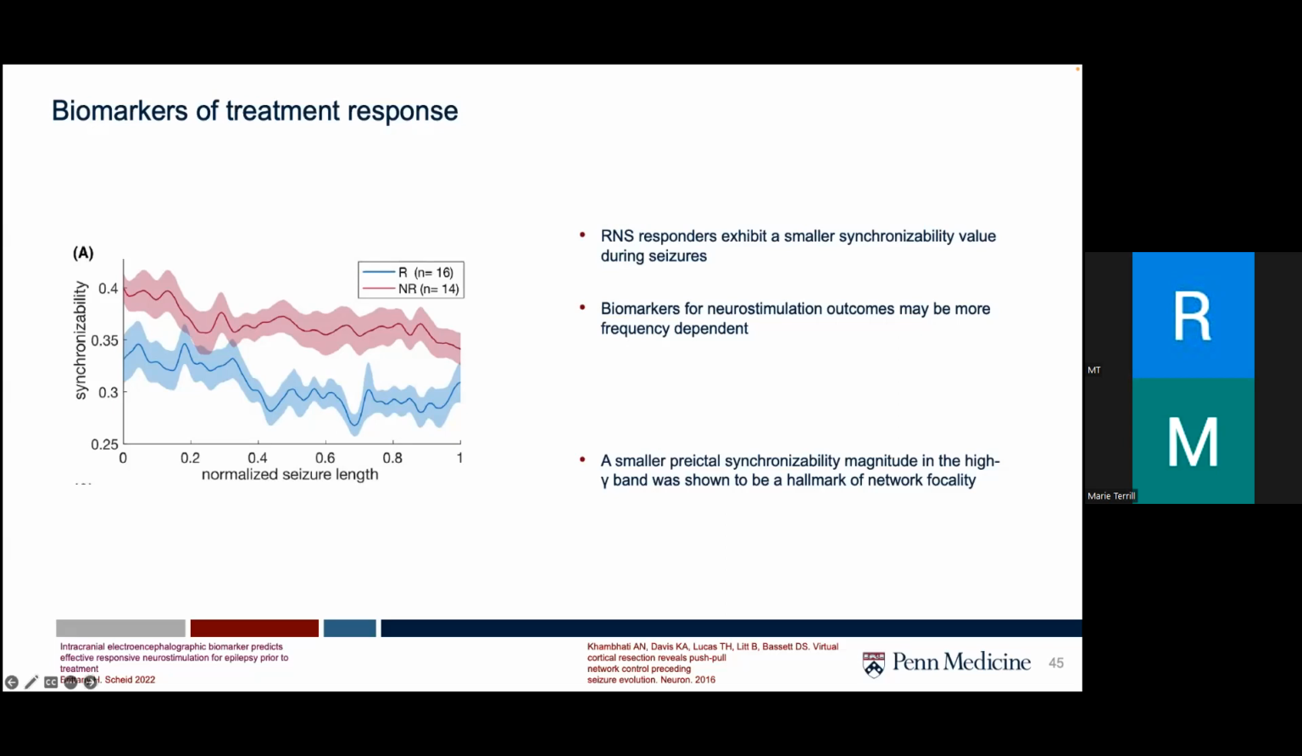The main finding from the study was that patients who responded to RNS, the ones who showed a positive response to therapy, demonstrated a significantly smaller value of network synchronizability. These trends seem to be maintained even after segmenting patients by onset location. Some of the earlier studies have also suggested that a smaller pre-ictal synchronizability magnitude was a hallmark of network focality, again showing that these patients could be better responders to RNS treatment compared to the non-responders.